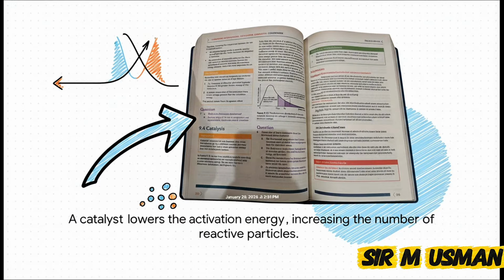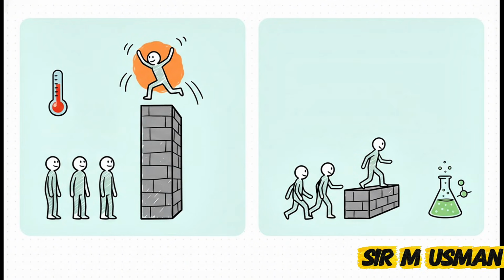And this graph shows the magic perfectly. Notice, the Boltzmann curve itself hasn't changed one bit. The particles have the same distribution of energies as before. But the catalyst has introduced a new, much lower activation energy, which we're calling EA-cat. It moved the finish line closer. And by doing that, a much, much larger proportion of the particles already have enough energy to make it over this new lower barrier.